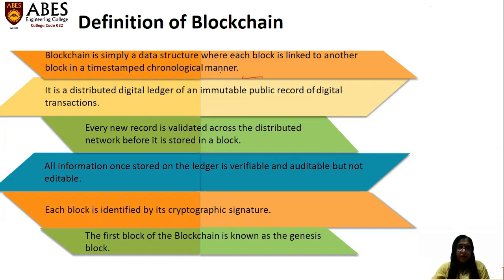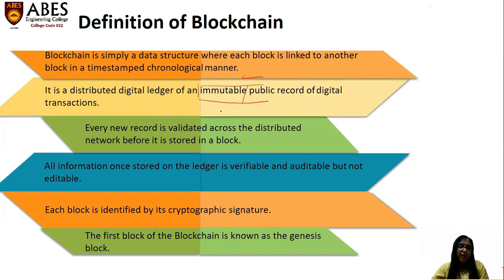Next, we can understand that it is a distributed digital ledger, an immutable public record of digital transactions. Immutable means that once the transaction is fixed in the blockchain record, no one can update that transaction. That's why we can say that blockchain is very secure, an immutable public record, right?